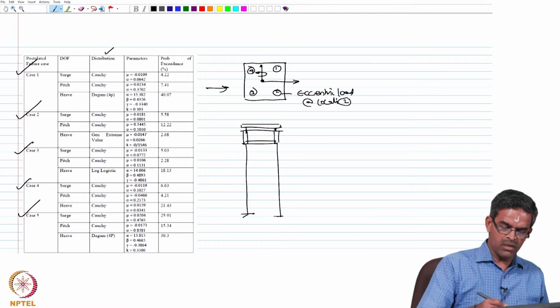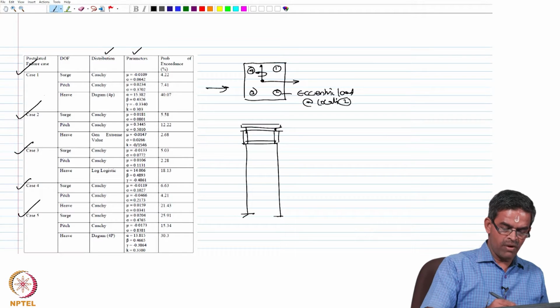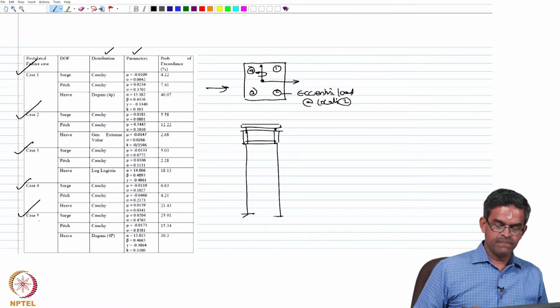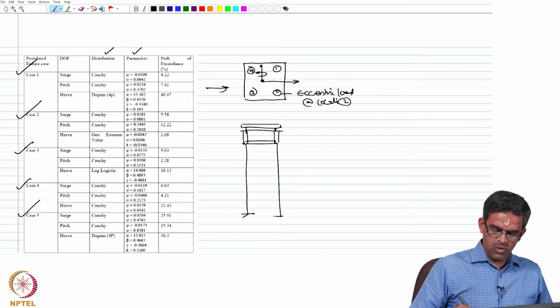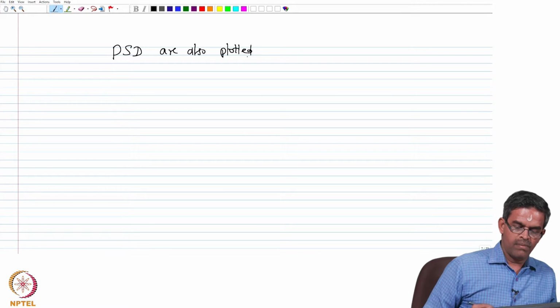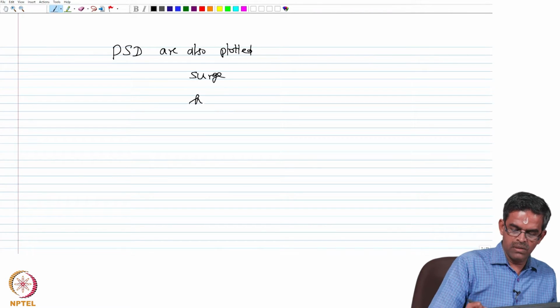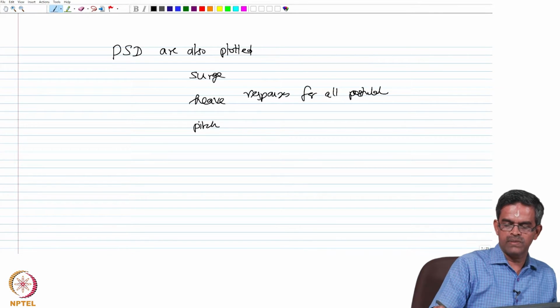So, now different distributions are tried, different parameters for the distributions are also estimated from the time history data, and the probability of exceedance has been plotted for different cases of failure 1, 2, 3, 4 and 5. That is what you see on the screen now. The power spectral density plots are also done, plotted for surge, heave and pitch responses for all postulated failure cases.